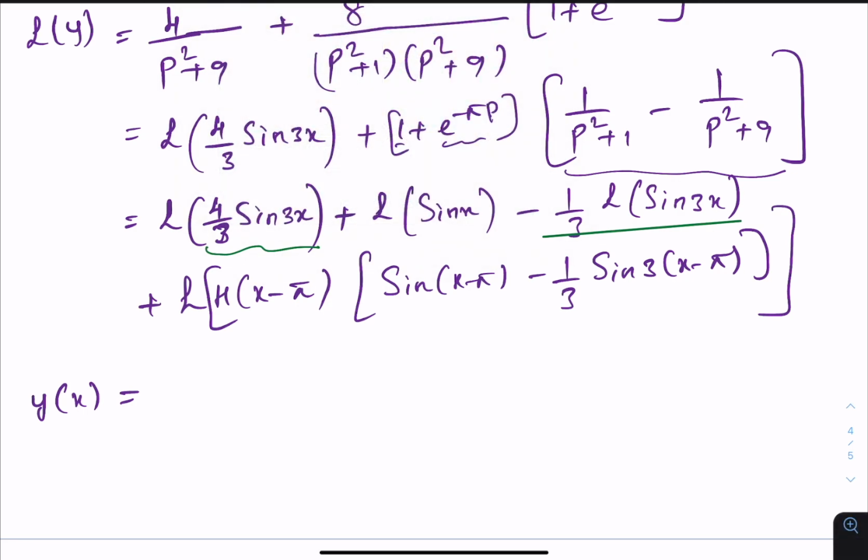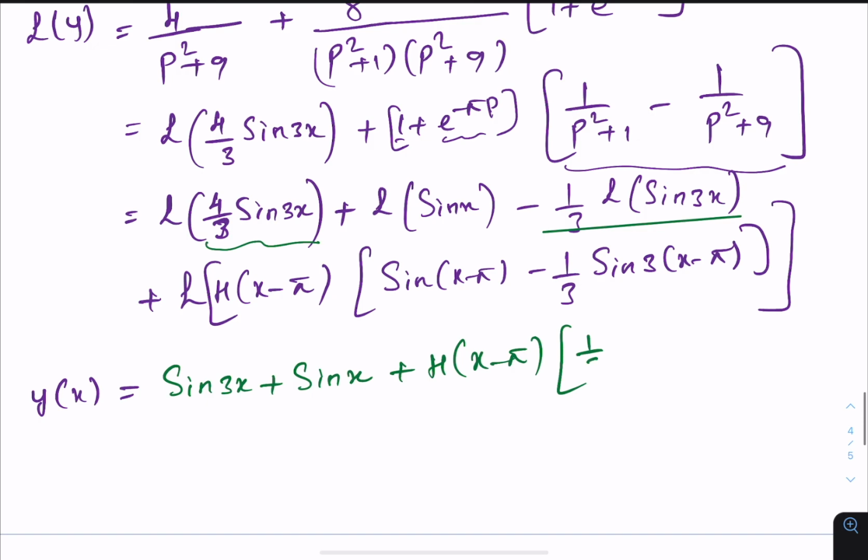Okay, so now if you combine these two, what you get is 4 minus 1, 3 by 3 is just sine 3x plus sine x, right? And then whatever is remaining here is Heaviside function of x minus pi times, if you use the sine properties, 1 by 3 sine 3x minus sine x. Okay, so that's your solution.